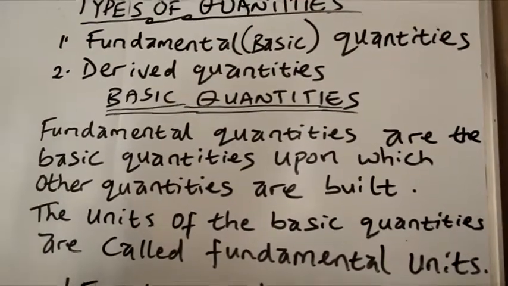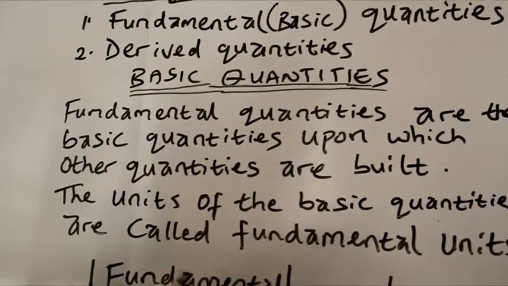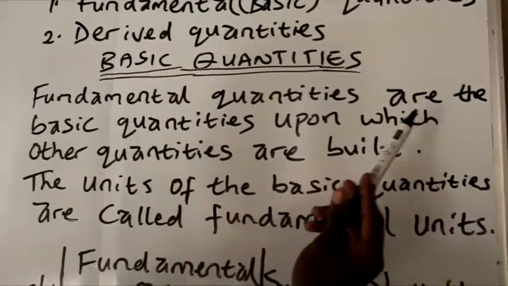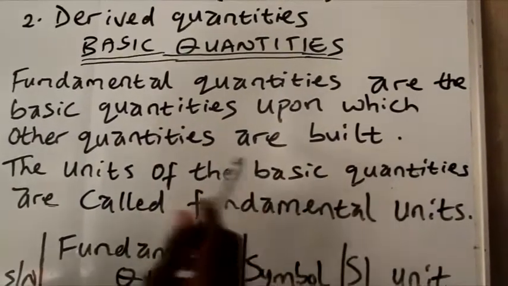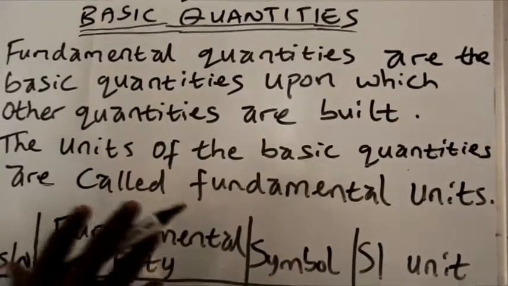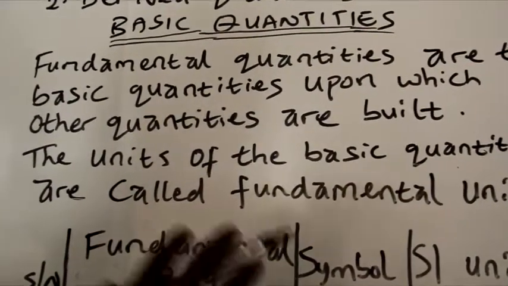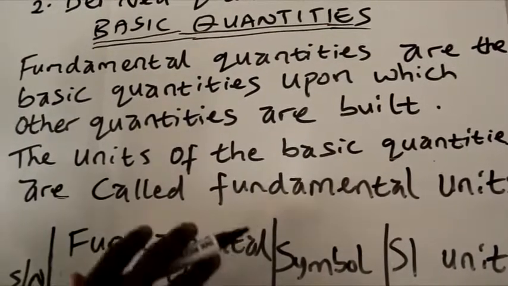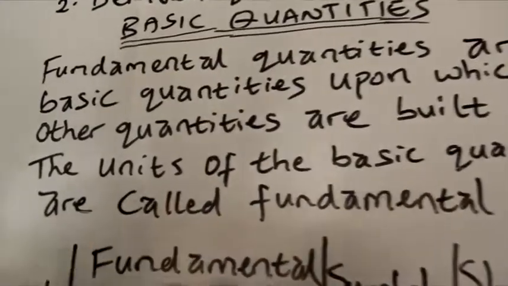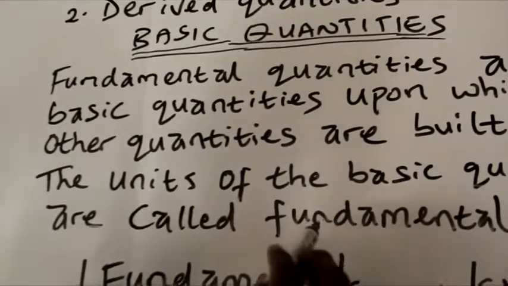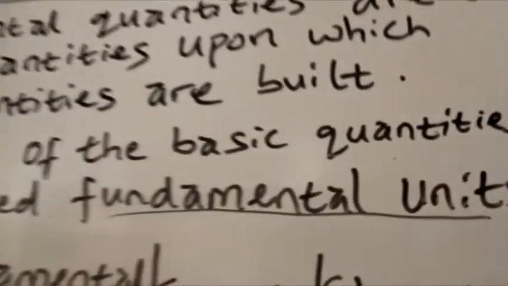So let us look at each of these quantities. Firstly, basic quantities. Fundamental quantities are the basic quantities upon which other quantities are built. So you could say that fundamental quantities are like the building blocks of quantities. They are like the foundation of quantities. Every other type of quantity is derived from the fundamental quantities. Now, the units of these basic or fundamental quantities are called fundamental units. So let's look at this table.